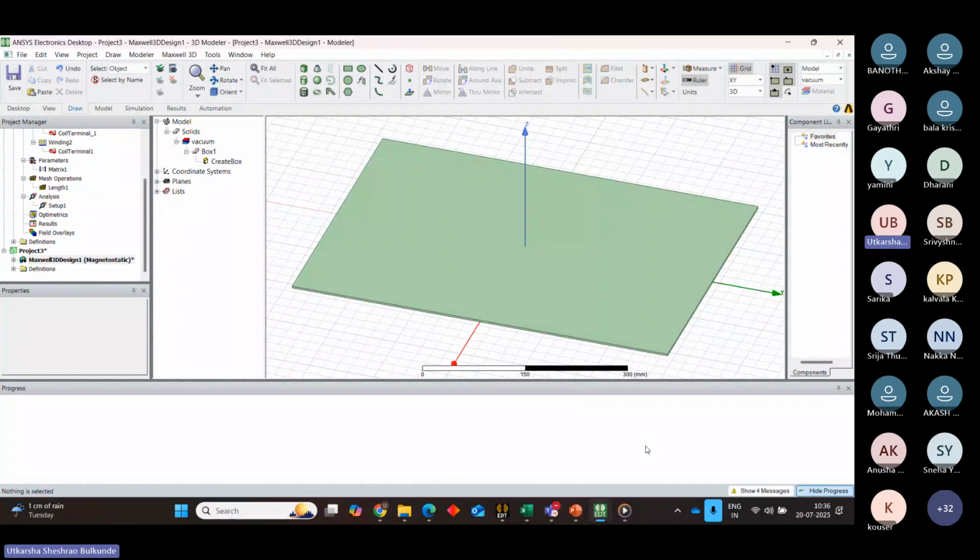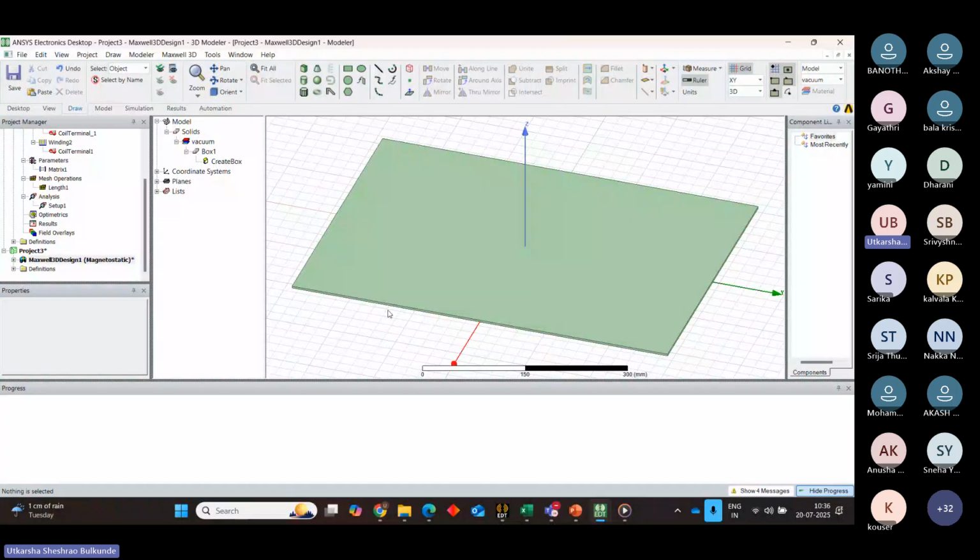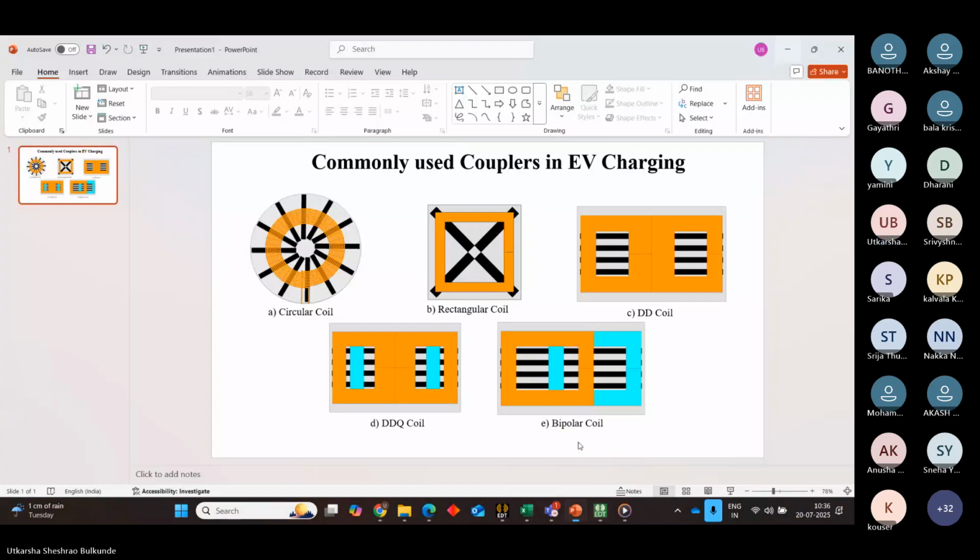So yesterday we discussed how we can simulate a solid circular coil. Today I told you that we have different types of coil, right? This circular, then rectangular, then DD coil, DDQ coil. So don't concentrate on that. It is just to let you know that it's not necessary that the shape of your wireless power transfer coil will always be circular. Okay?